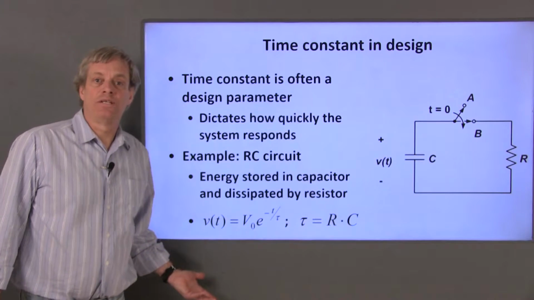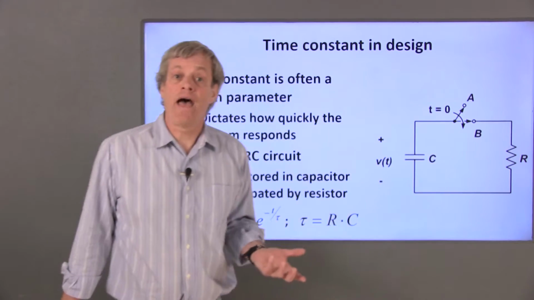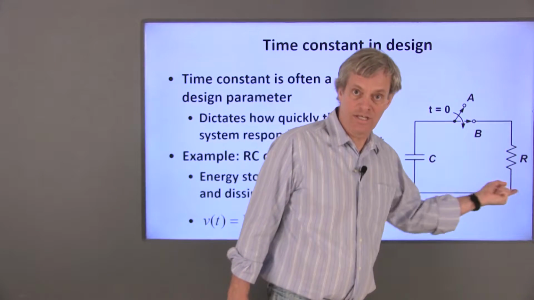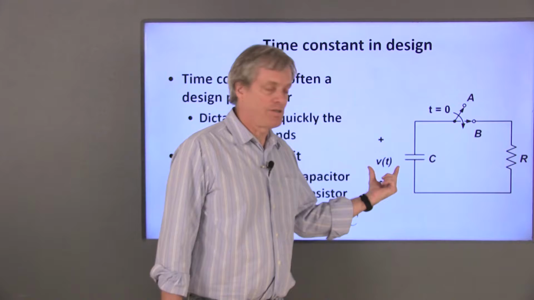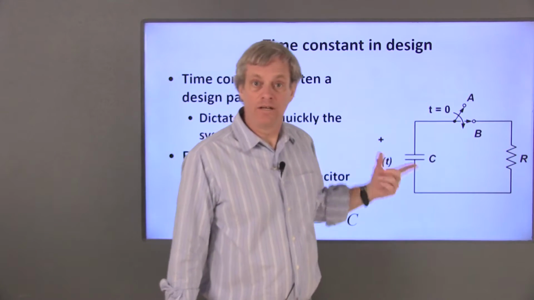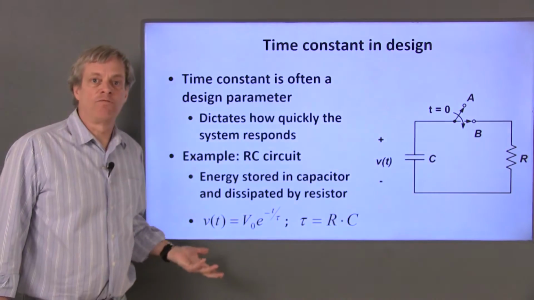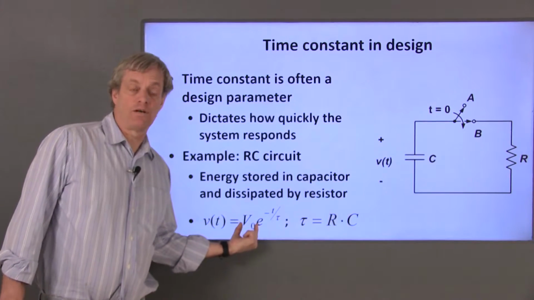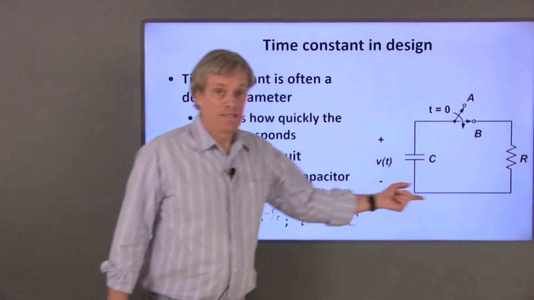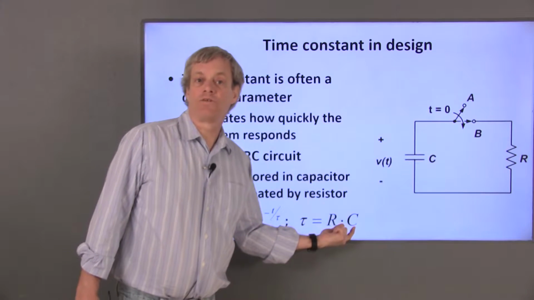The example I'll use to illustrate this is an electrical circuit consisting of a resistor and a capacitor. The capacitor stores energy as a voltage difference, while the resistor will dissipate energy as heat. So if I charge the capacitor to some initial voltage V0 and then close this switch, that initial energy in the capacitor will dissipate through the resistor. The equation governing the capacitor voltage will be V of t is equal to V0, the initial voltage, times e to the minus t over tau. For this system, the time constant is equal to the resistance of the resistor times the capacitor's capacitance.